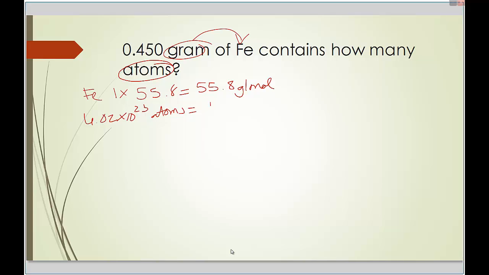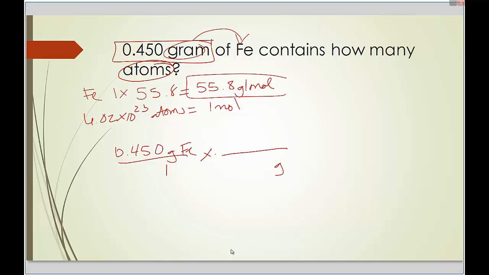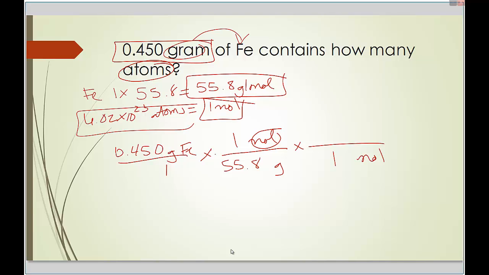Now we start with our first number, 0.45. We have grams on top, so we're going to put grams on the bottom of the next one. That's our 55.8 is equal to 1 mole. We have moles on the top, which means we're going to put moles on the bottom of the next one. That takes us to Avogadro's number of 6.02 times 10 to the 23rd.